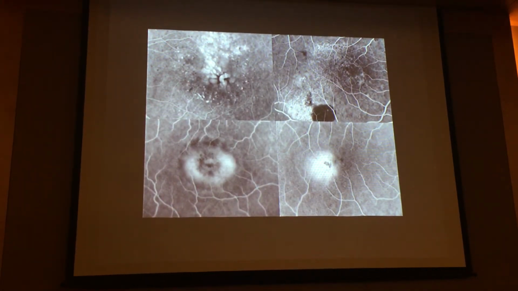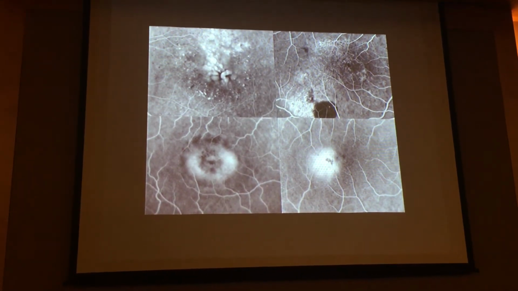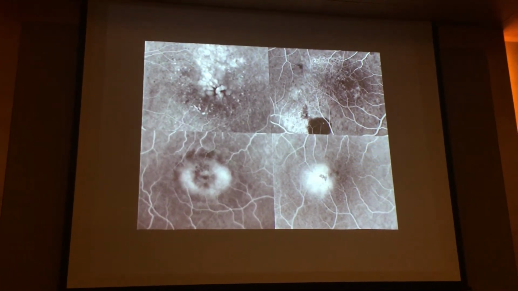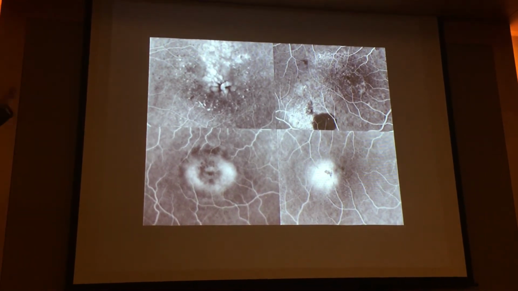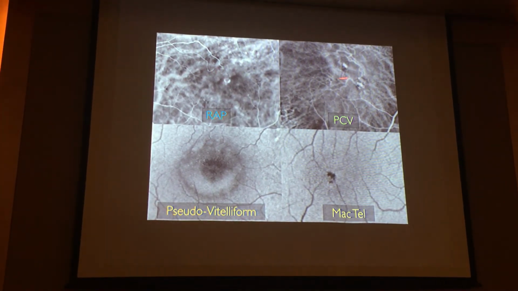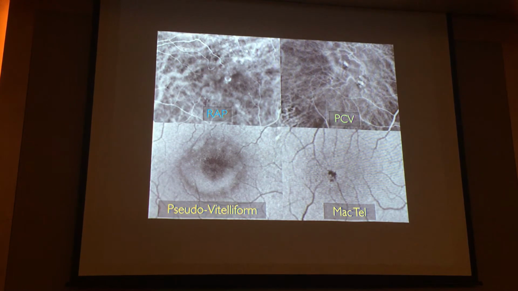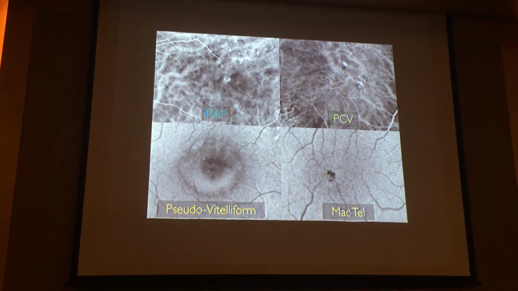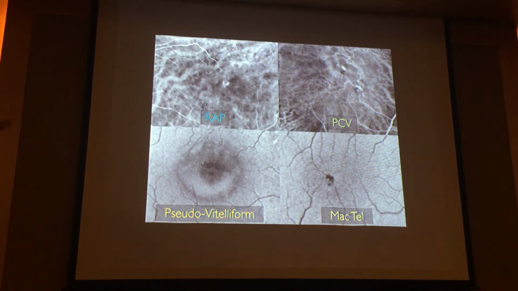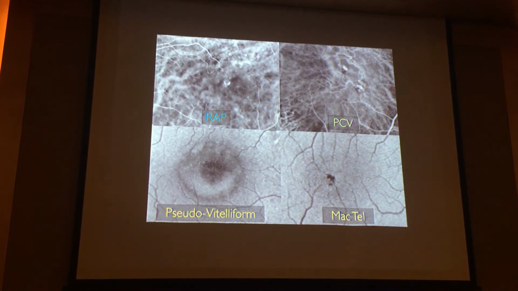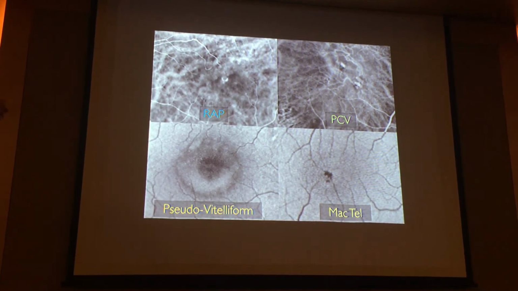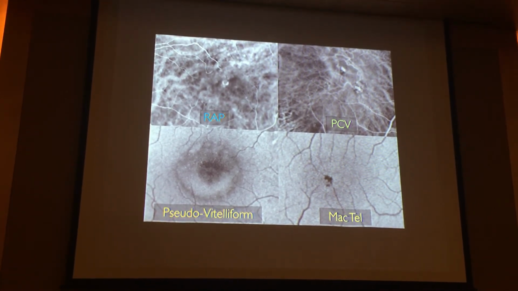So going back to these 4 cases, are you able to do a differential diagnosis? Of course, if we take the other information, we can actually say that this is a RAP lesion, PCV, pseudovitelliform, and MacTel. And you see that each one has a prominent test that can actually help to do a diagnosis, but putting them together is better for a real diagnosis.